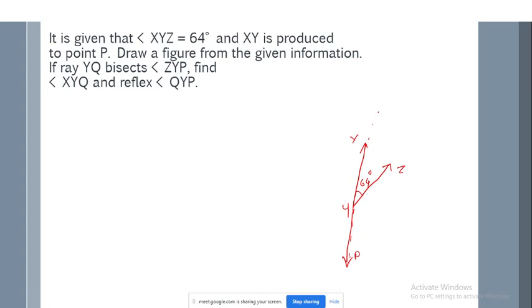Okay, what do you mean by bisecting an angle? Here our angle is ZYP, and it is said that a ray YQ is dividing the angle. What about their proportion if it is dividing? Are they unequal? Are they equal? Or is there any ratio? So bisecting means making it into two equal parts.